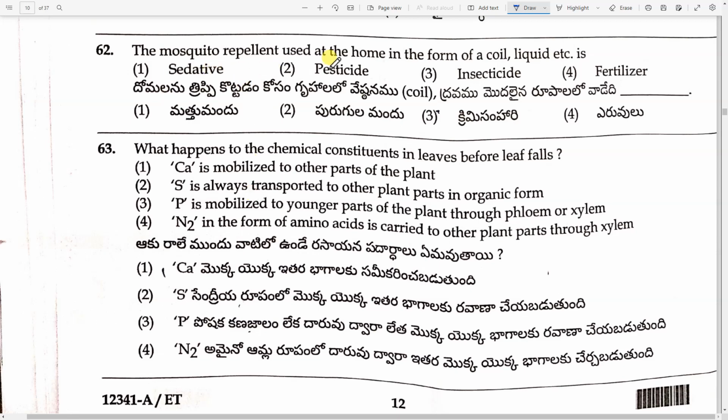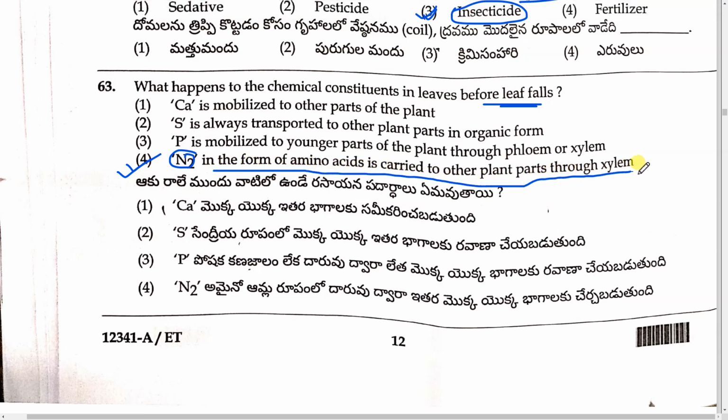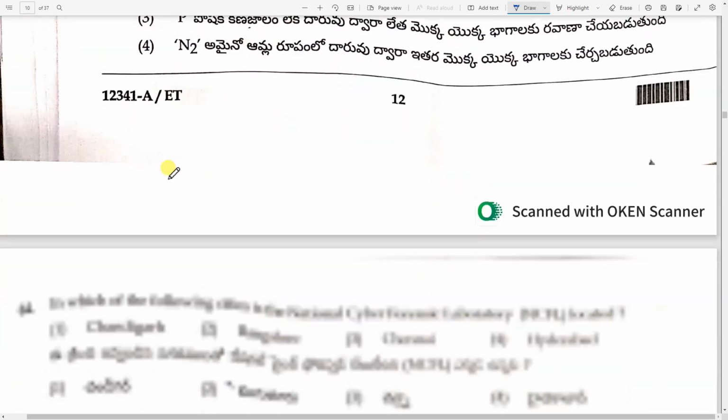The mosquito repellent used at home in the form of a coil, liquid, etc. is called insecticide. What happens to the chemical constituents in leaves before leaf fall? Nitrification. N2 in the form of amino acids is carried to the other plant parts through xylem.